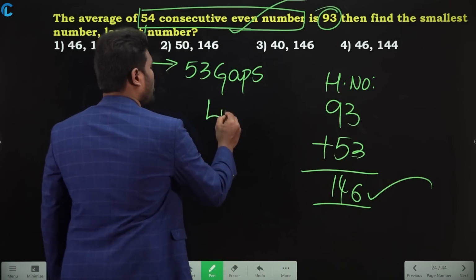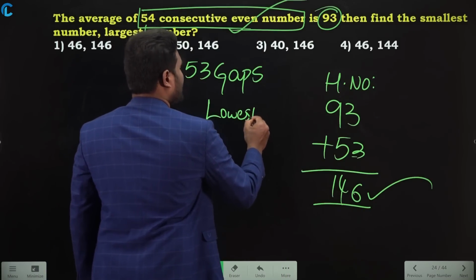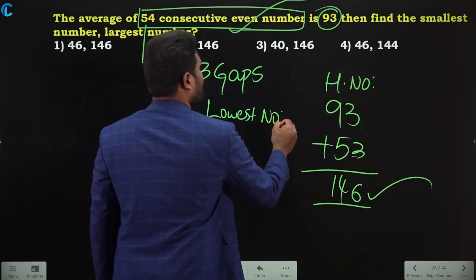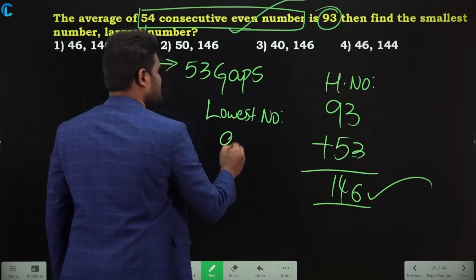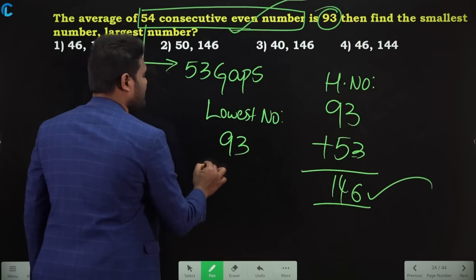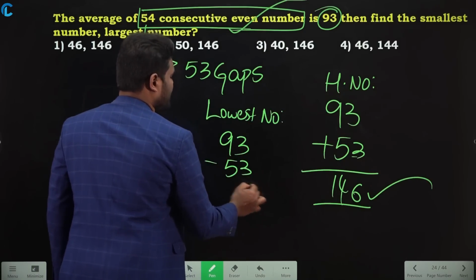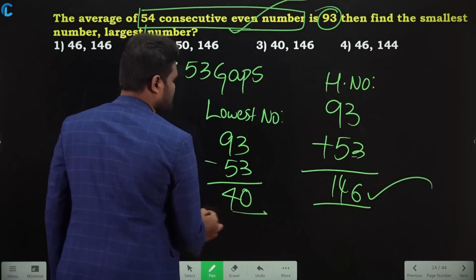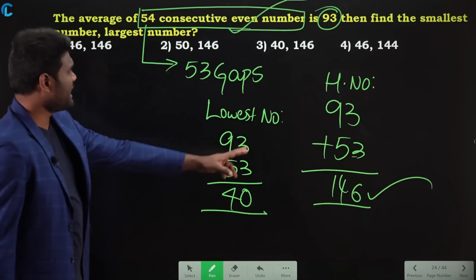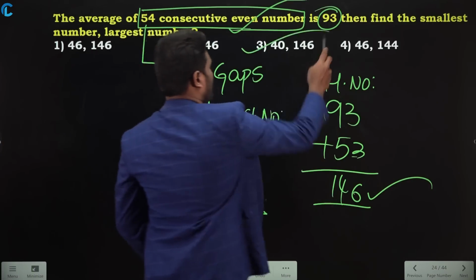If they ask you what is the lowest number, then what you need to do? Directly subtract. Average is 93. Directly subtract the number of gaps. 93 minus 53, so we can say that the lowest number is 40. So the lowest number is 40 and the highest number is 146, which is option 3.